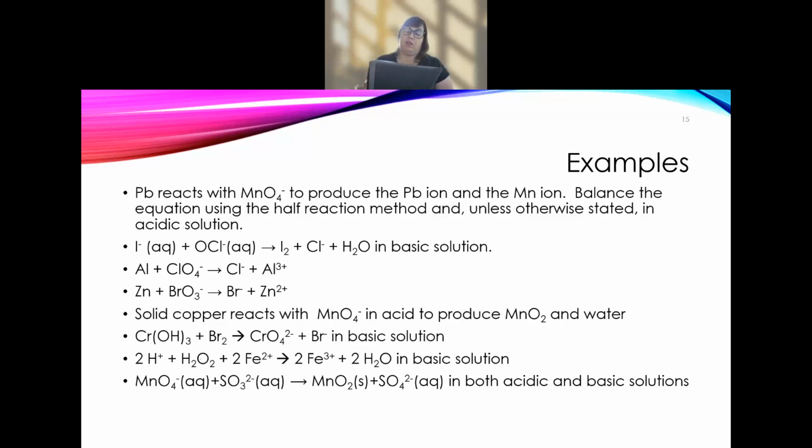I need to look at how many electrons we have. So Pb goes to Pb2 plus needs 2 electrons added to the reactant side. If I look at the 8H plus MnO4 minus goes to Mn2 plus 4H2O, I have 7 plus on the reactant side and 2 plus on the product side. So I add 5 electrons to the reactant side.